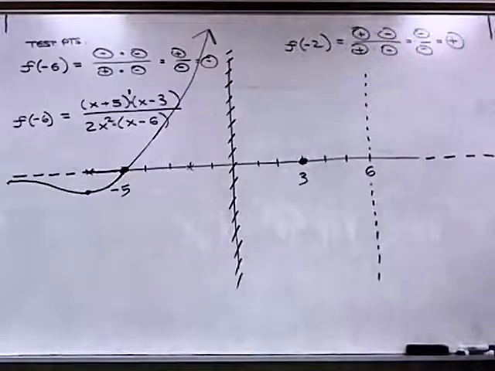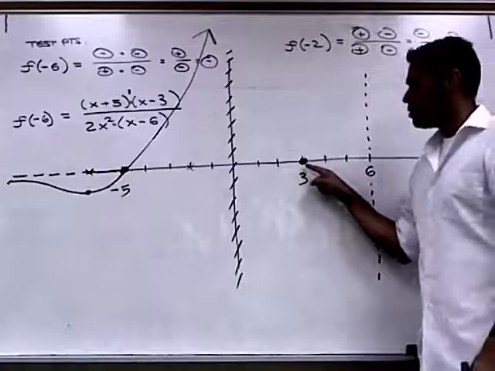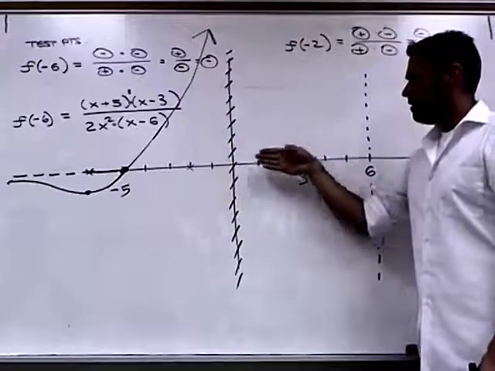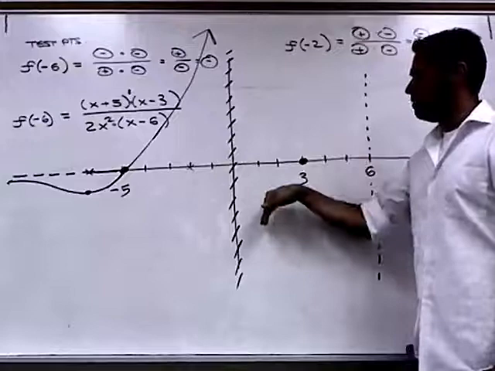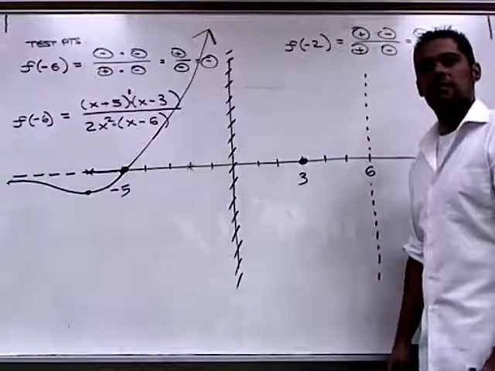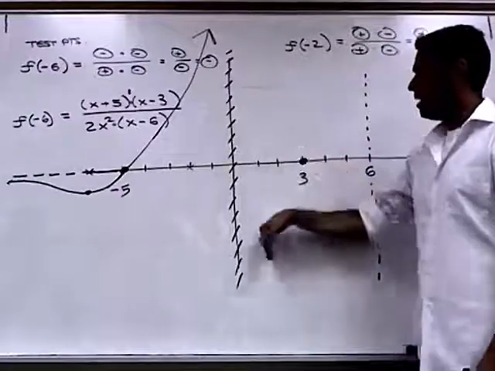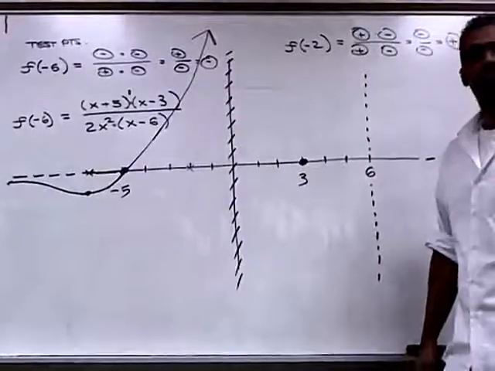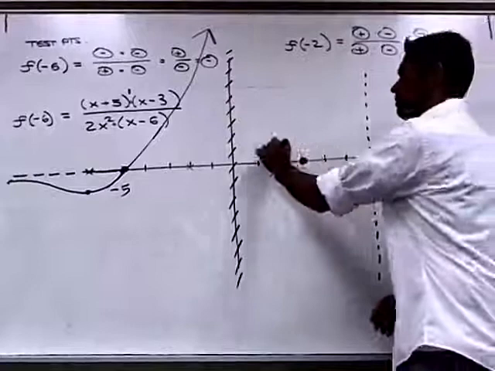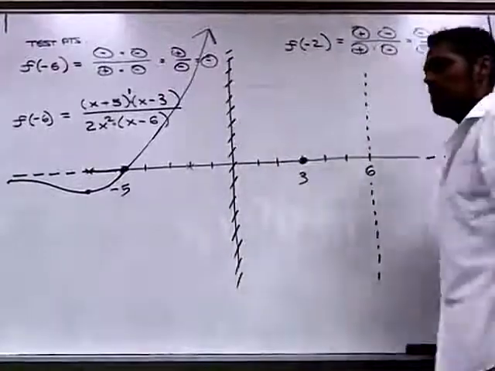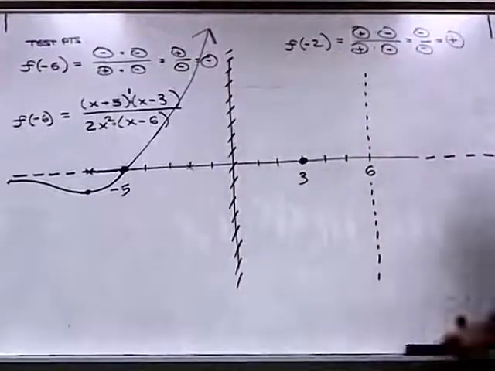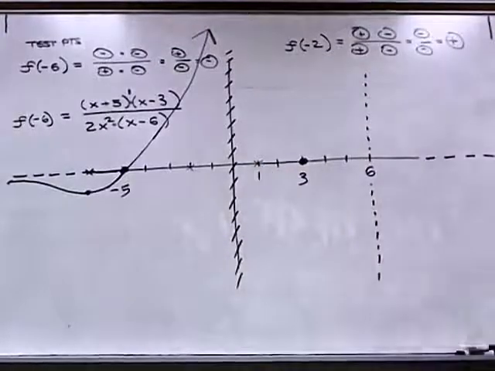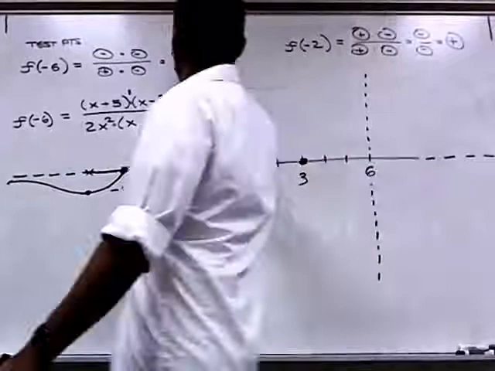Let's do the next point. So here's our next point that we know for sure, right? To the left, I have a vertical, so I'm going to have to go up or down. Which one? Do I know just by looking? No, I don't. It could go up, it could go down. So I'm going to have to test another point. So I have a test here. Let me test 1. If I plug 1 in, what do I get?